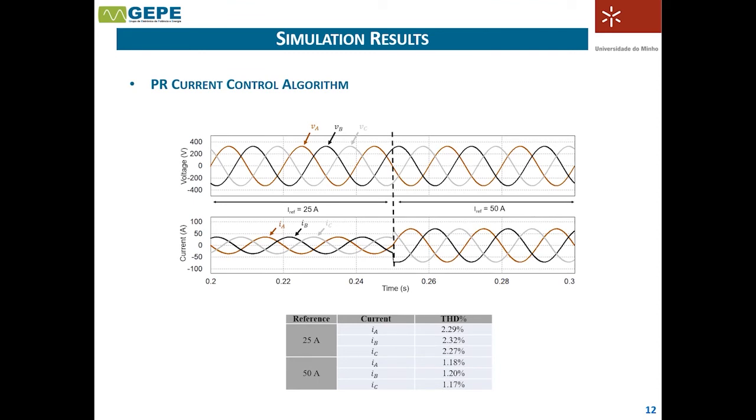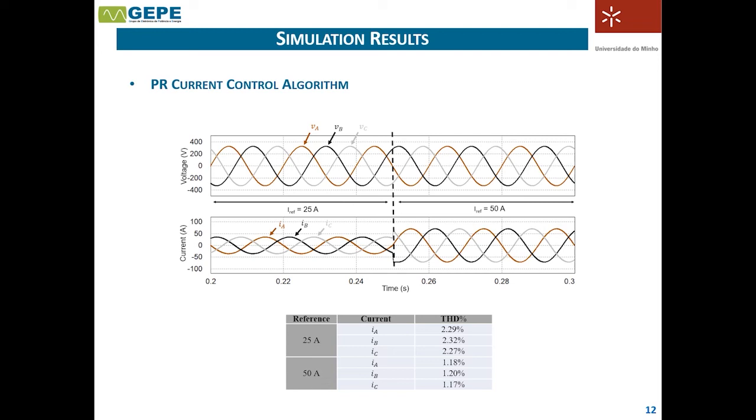The next result obtained is using the PR control. The simulation performed for this control technique is exactly the same as before, where there is a variation in the reference current provided to the control. First, the reference current is 25 amps, obtaining current with a THD of 2.29 phase A, 2.32 phase B, and 2.27 phase C. At 0.25 seconds, the reference current is increased to 50 amps.